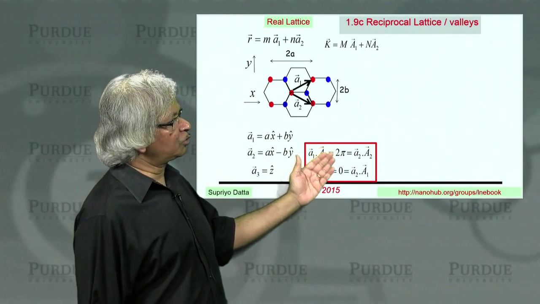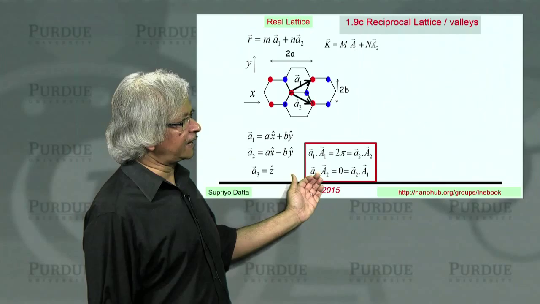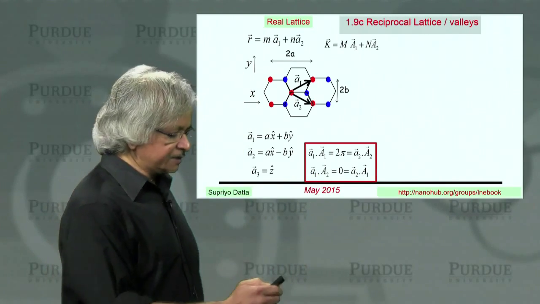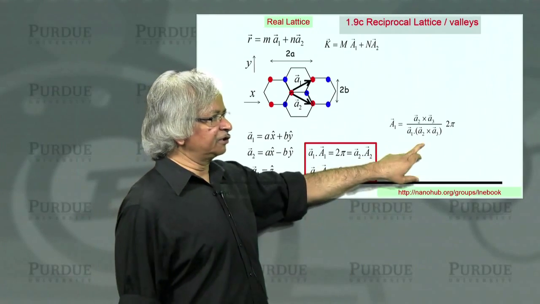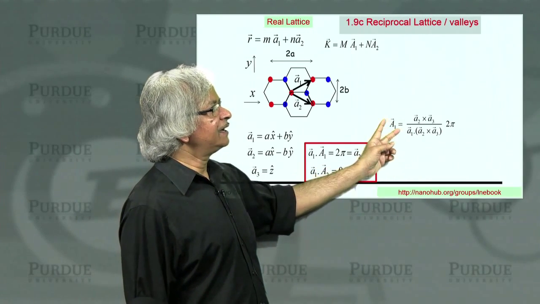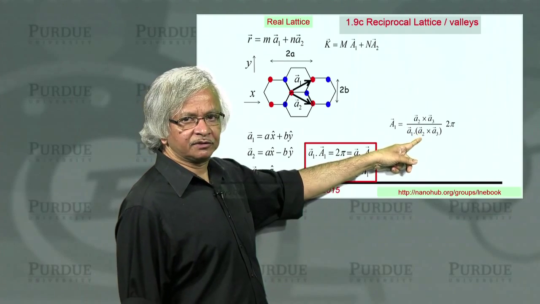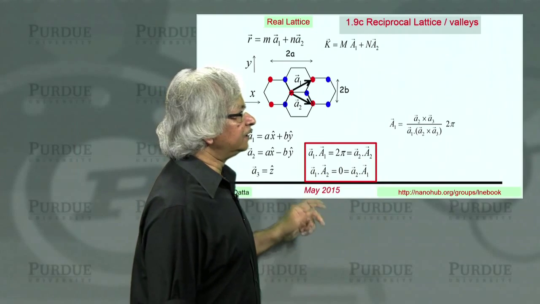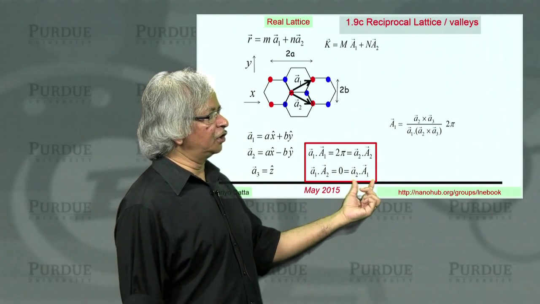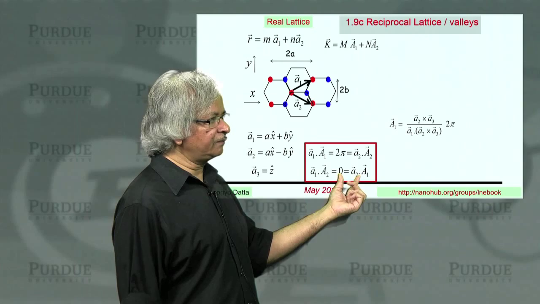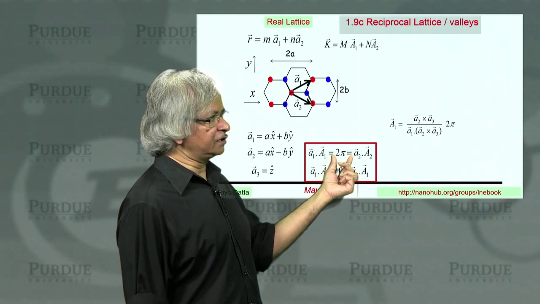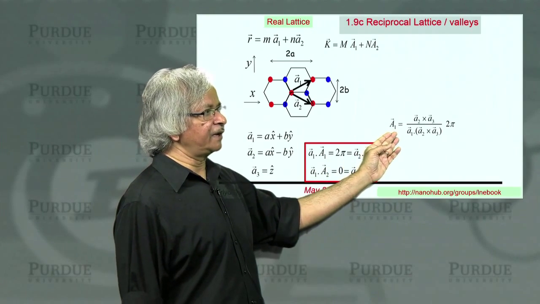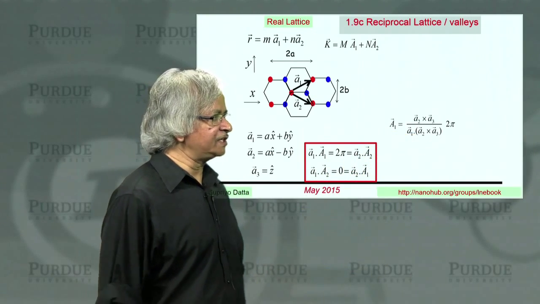Now, question is, how do I write capital A1 and capital A2 so that I can construct the reciprocal lattice? And there's a very simple general solution to this, and that is capital A1 is given by that expression. What you can show is, if A1 is given by that expression, then automatically it will ensure that A2.A1 is 0 and that A1.A1 is 2 pi. So those two basic relations will be satisfied if I write my capital A1 this way. How do I see that?